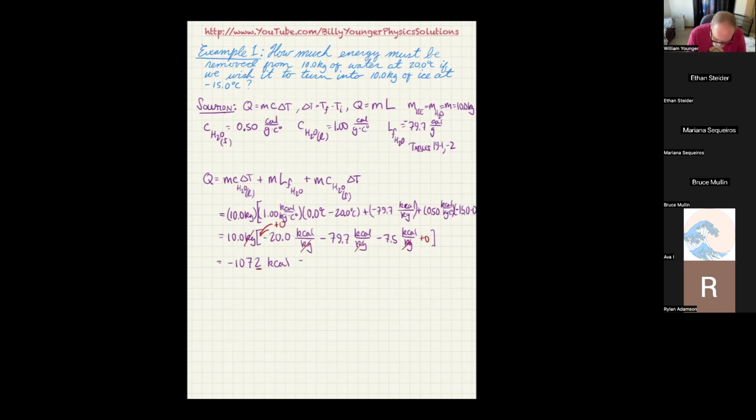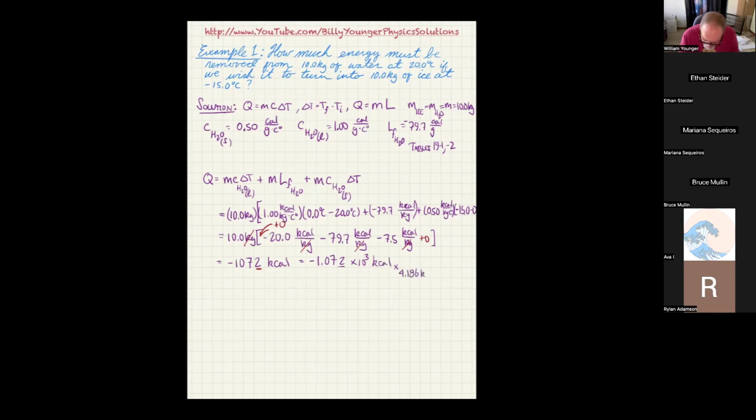So really just to keep track of sig figs, it should be called negative 1.072 times 10 to the third kilocalories.